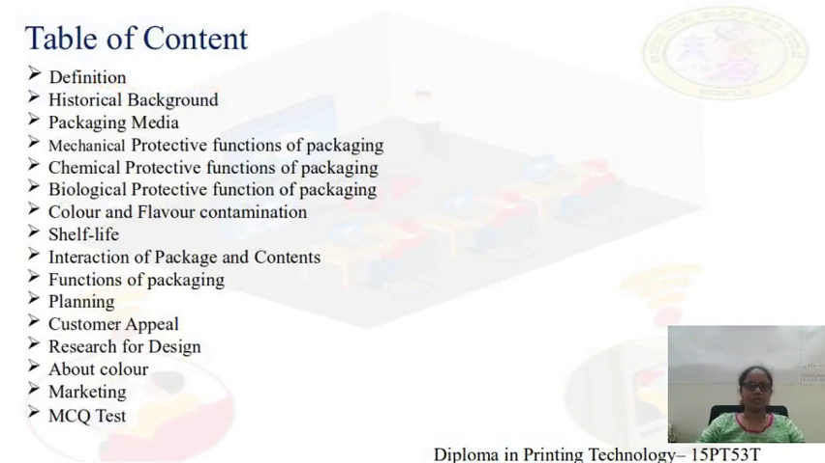Now, here we will be proceeding on with this table of content in this unit. That is definition, historical background, packaging media, mechanical, chemical and biological protective functions of packaging, color and flavor, shelf life, interaction of package and its contents, functions of packaging, planning, customer appeal, research for design, about color and marketing, and at the end we will be discussing about some of the MCQ questions.